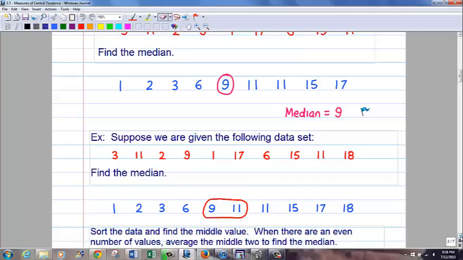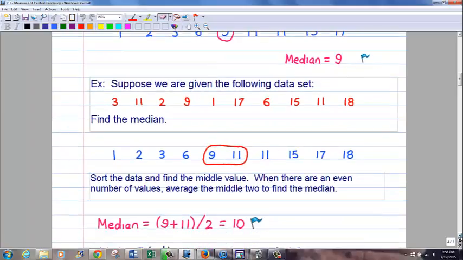When you have an even number of values, just sort them as normal, but you won't have one single number. You have to find the middle two values and average them, and that will be your median. So it's very possible that the median will not be a number in your list whenever you have an even number of values. With an odd number of values, it will always be in your list.